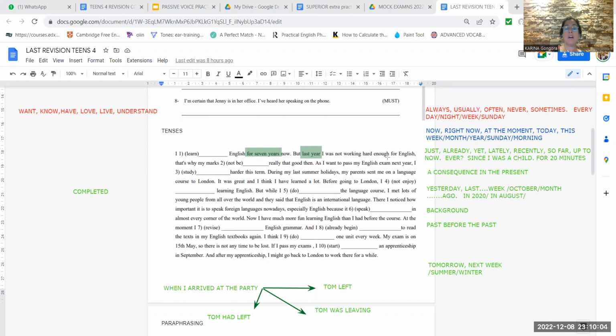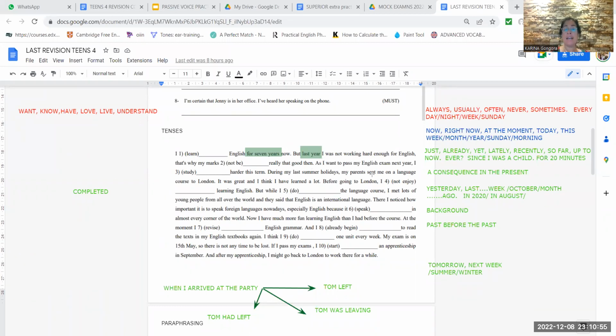Last year I was not working hard enough for English. That's why my marks, el año pasado, yes, bla, bla, bla. Ya sé que cuando tengo verb to be, en pasado las posibilidades son was y were. If it is negative, wasn't y weren't. Okay, last year, wasn't, weren't, very good.